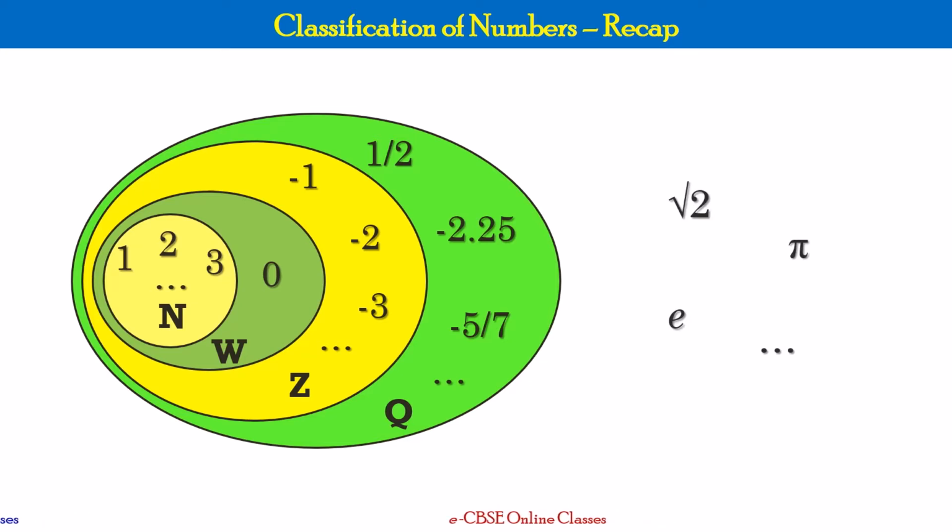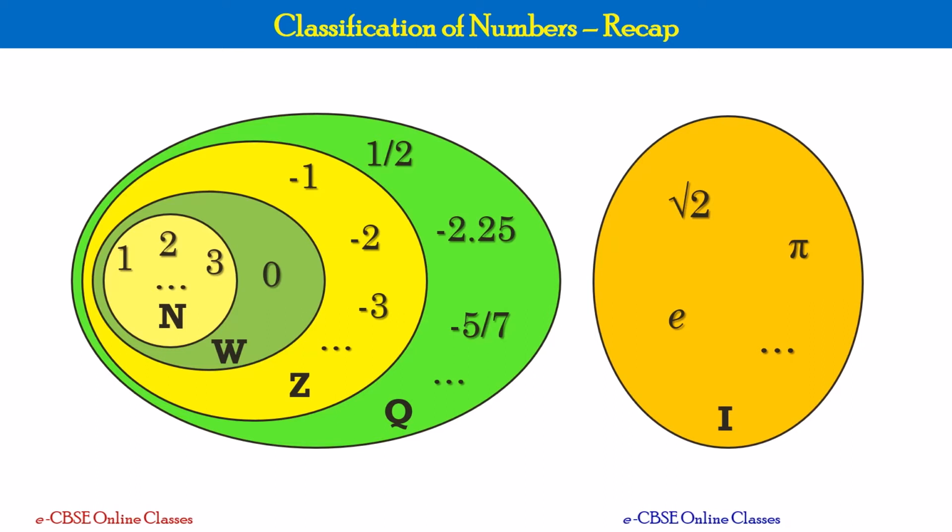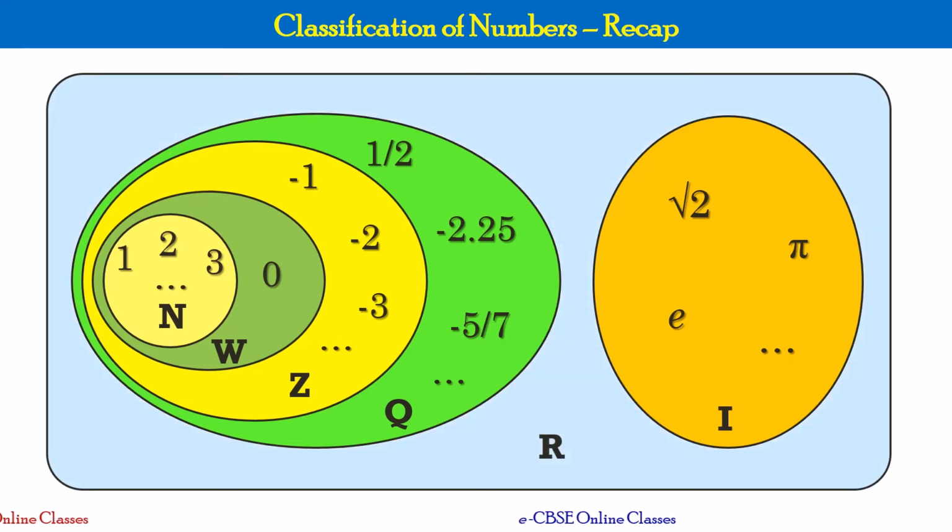Now the other set of numbers where the decimal points have non-repeating pattern and infinite number of decimal points are called irrational numbers, and rational and irrational numbers together are called real numbers.